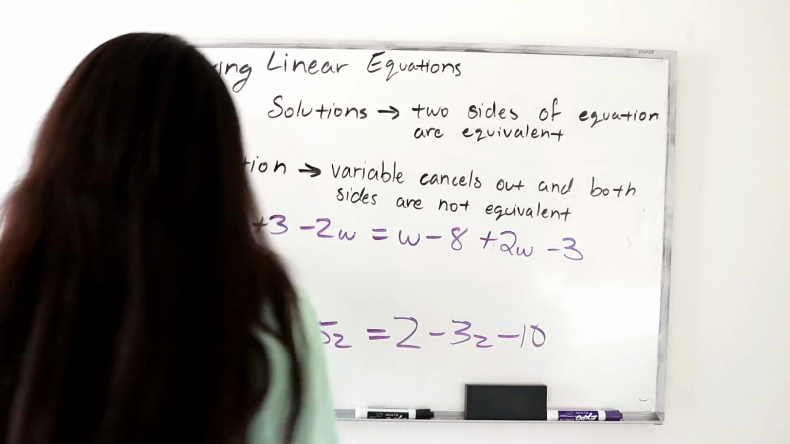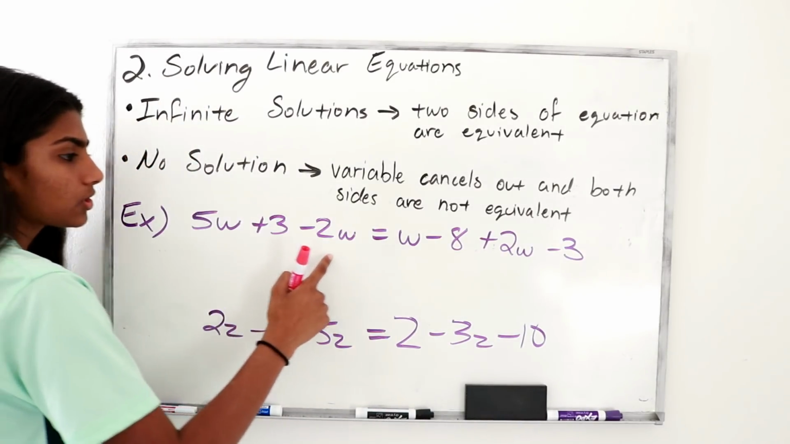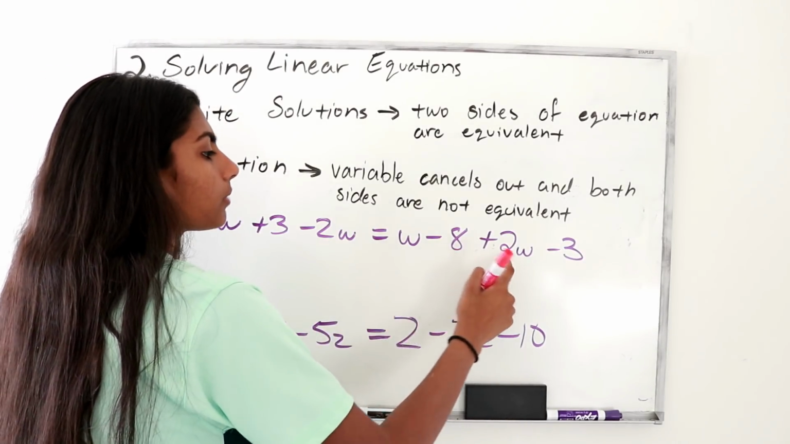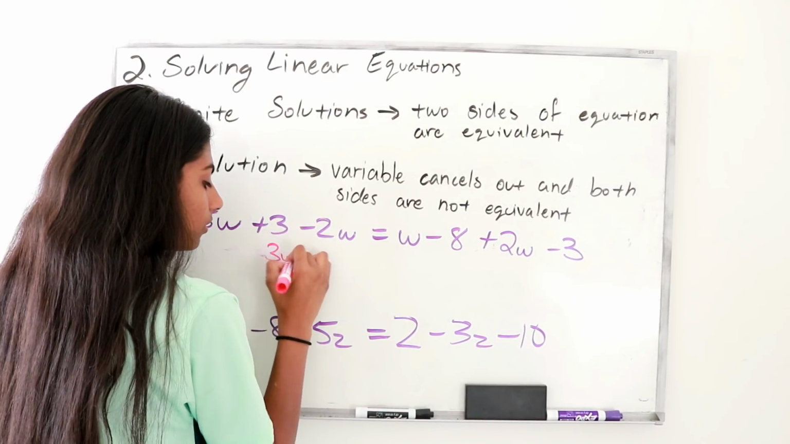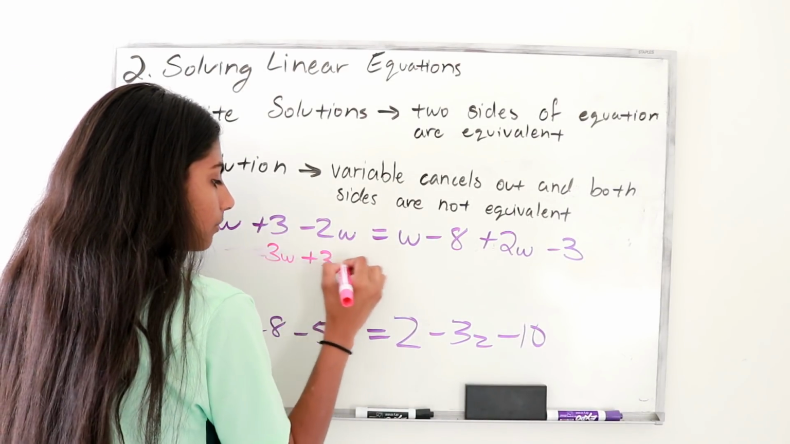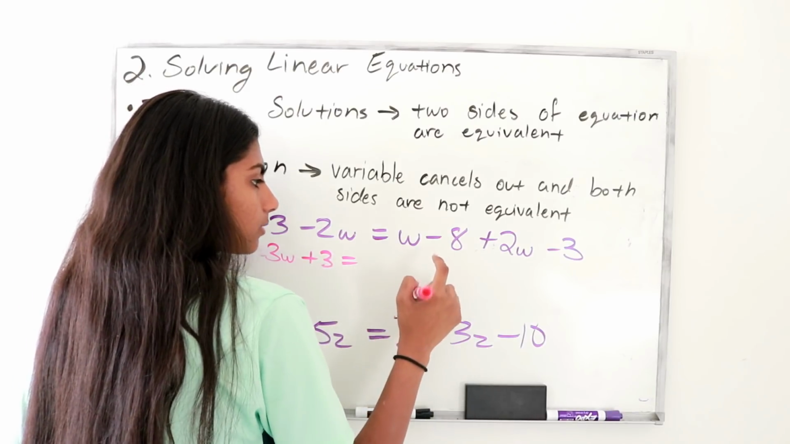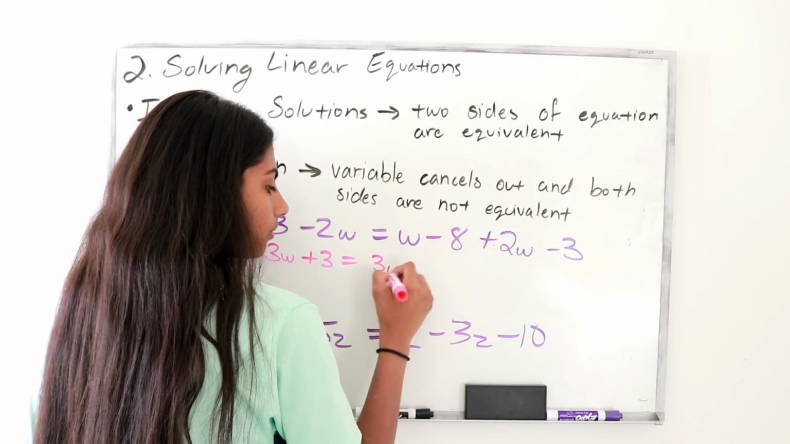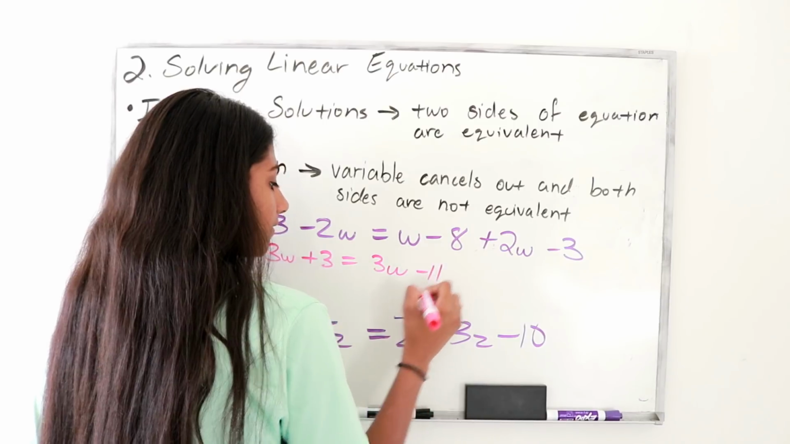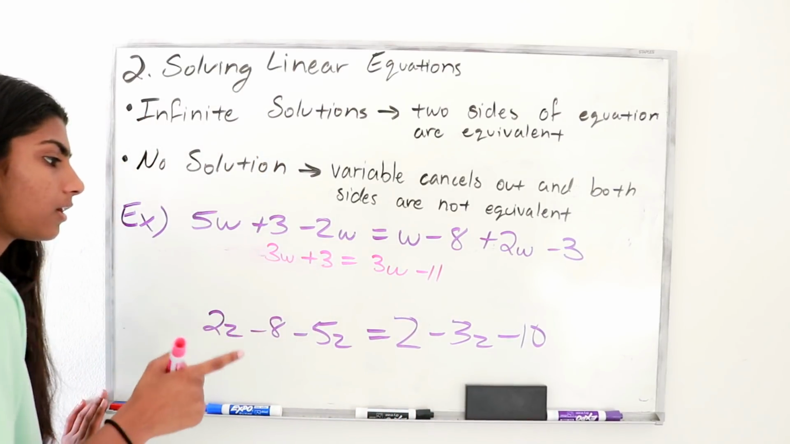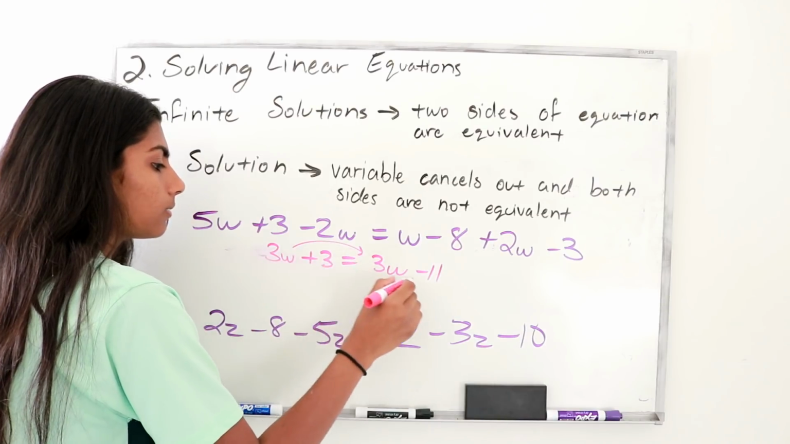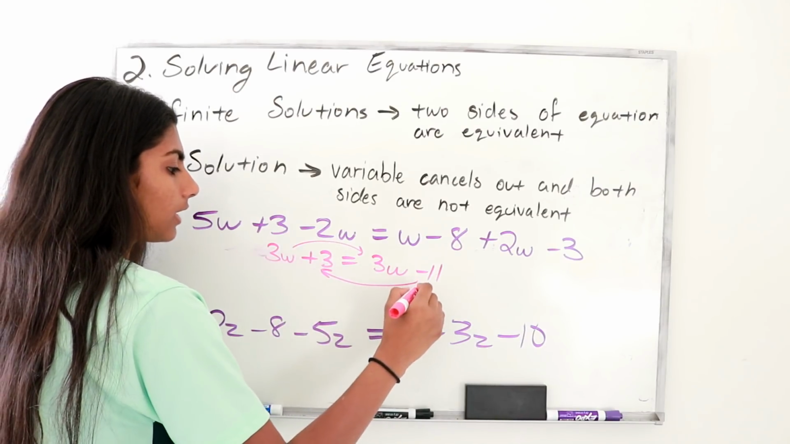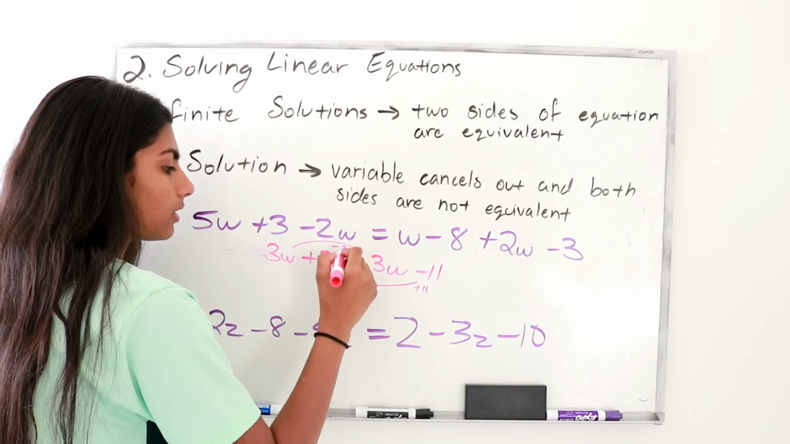Here we have 5w plus 3 minus 2w equals w minus 8 plus 2w minus 3. First thing we're going to do is combine like terms. We're going to get 3w plus 3, which equals, we'll combine like terms here, so w plus 2w is 3w, minus 11. Now we need to bring the variable to one side. So what I'm going to do is move this over here and move this over here. Add 11, and I'm going to subtract 3w.